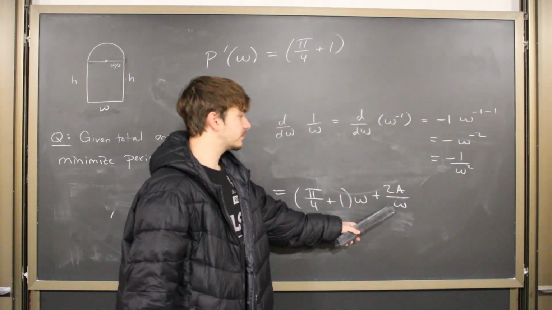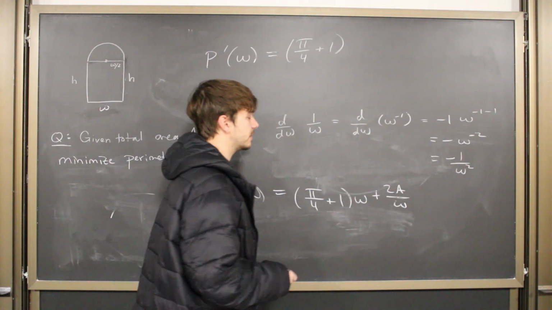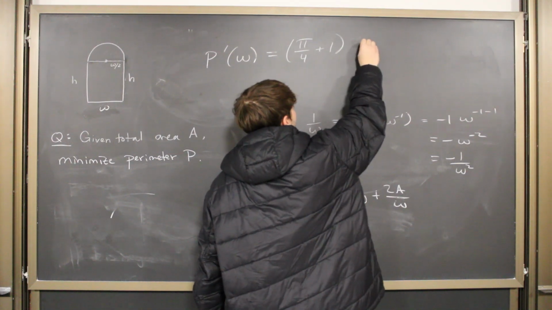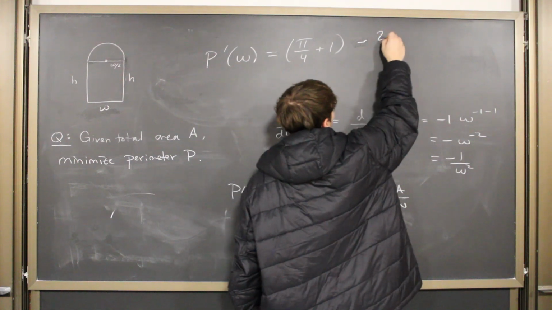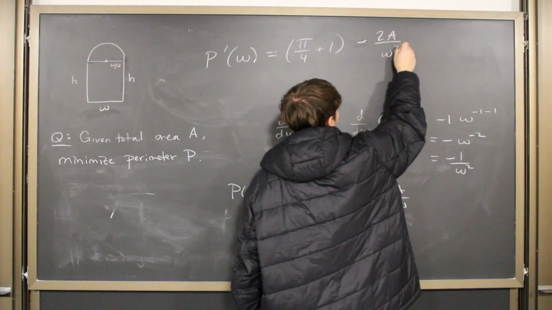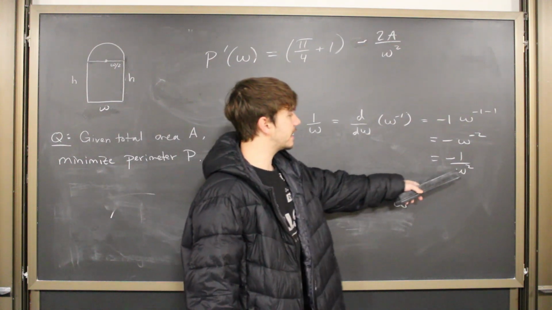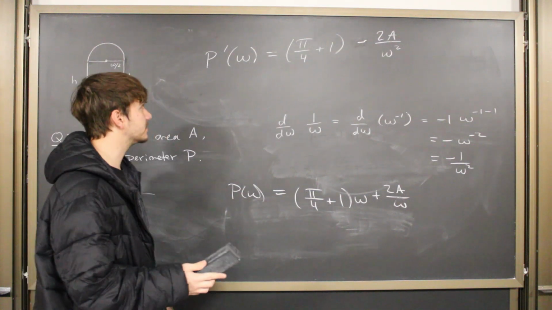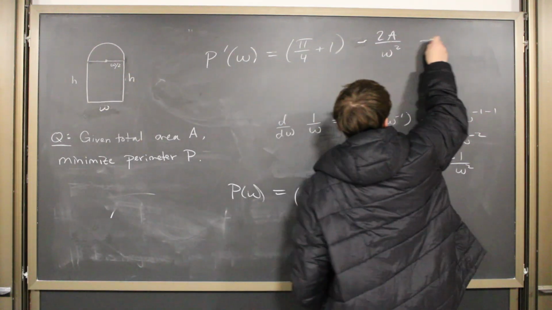So when I take the derivative of 2a over w, the 2a is just a constant. Remember, area is a constant here. It's a number we've assumed is constant. So I'm going to end up with negative 2a over w squared. The derivative of 1 over w is negative 1 over w squared, and then the 2a just carries over as a constant. Okay, so this is my derivative, and now I just need to set it equal to 0.